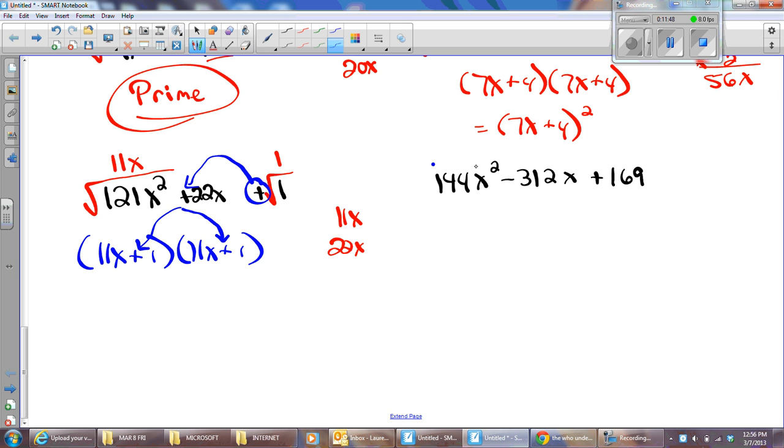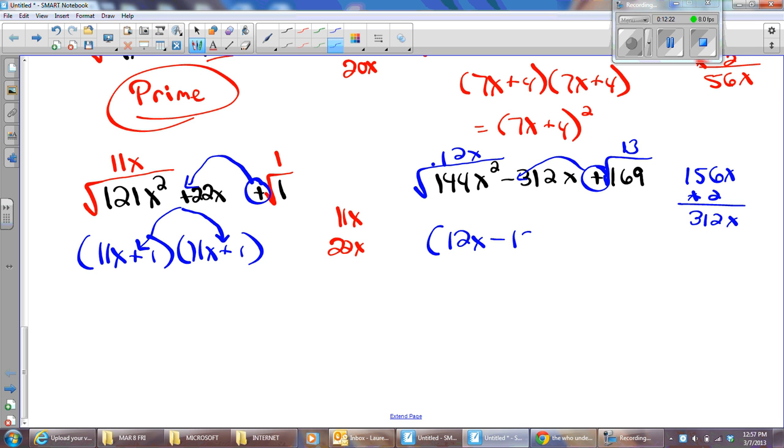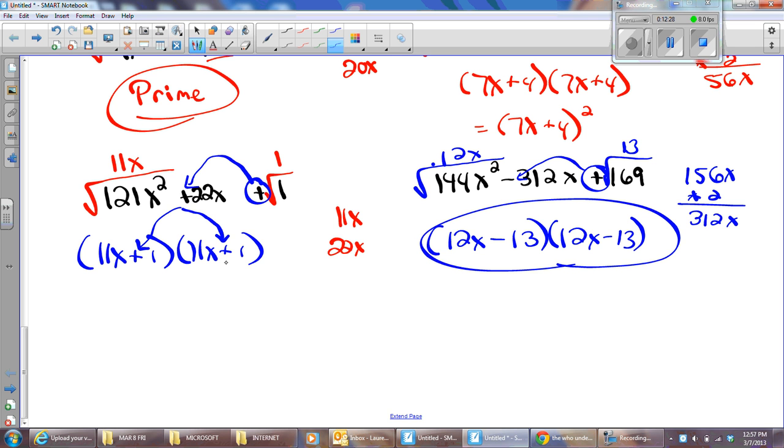All right, 144x squared minus 312x plus 169. I don't know if there's a GCF there. But these numbers are not so friendly. I'm probably not going to go looking for it. I could always pull it out later. I see a perfect square, 12x. I see a perfect square, 13. 12 times 13 is 156, and it would be an x. Double that is going to be 312x. Plus in the back, Wendy's double stack, 12x minus 13 times 12x minus 13, both in quantities, and I'm done.